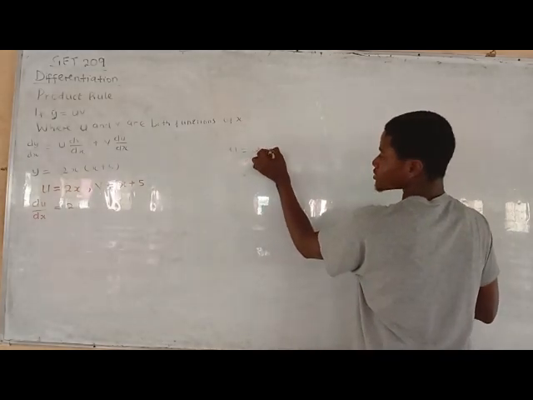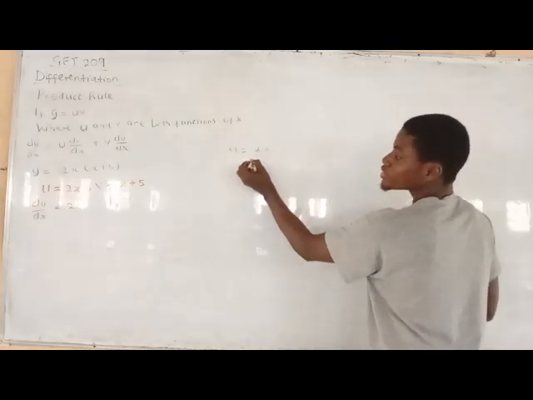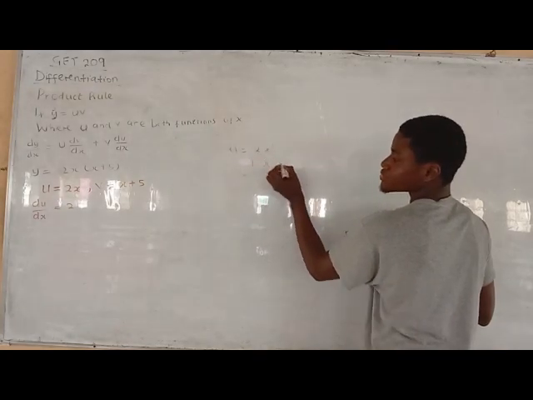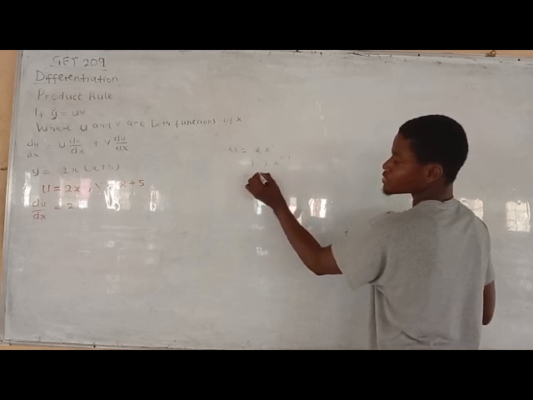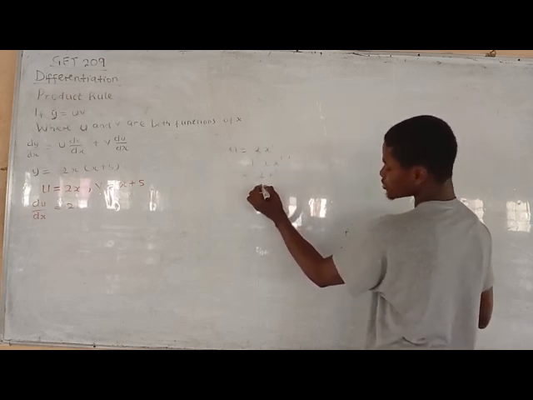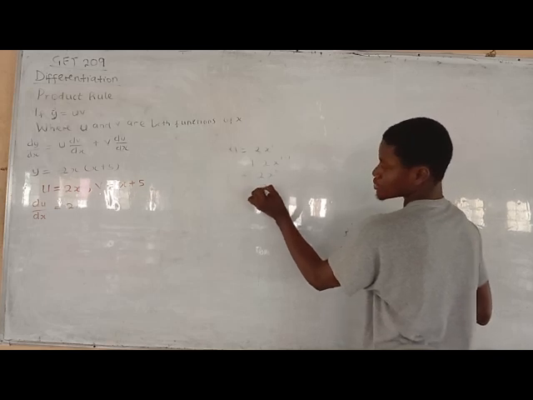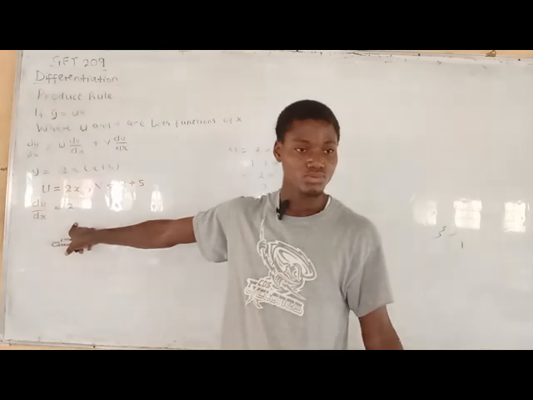This is 2x. You know x is the same thing as x raised to power 1. So all we need to do is 1 times 2x raised to power 1 minus 1. So 1 times 2 is 2, x raised to power 0, and x raised to power 0 is 1. So 1 times 2 is 2. So that's why we are having 2.